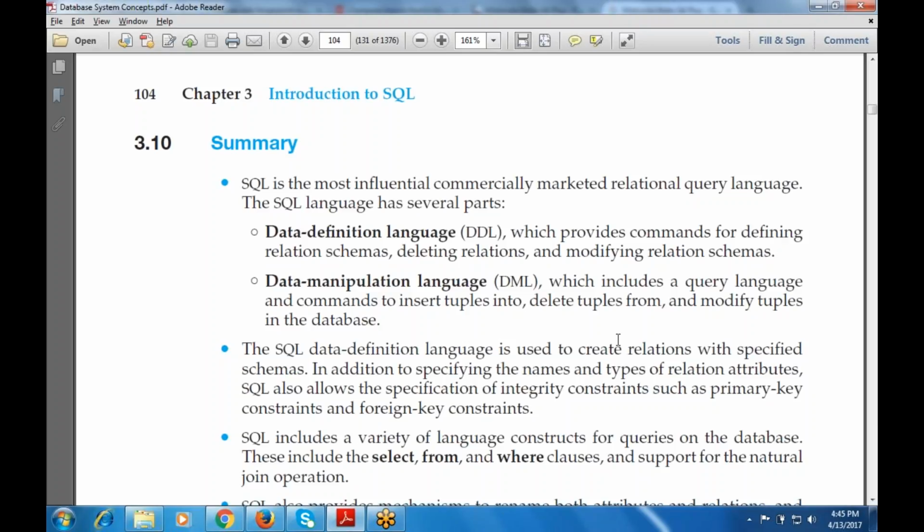The data definition language is used to create relations with specified schemas, in addition to specifying the names and types of the relations' attributes. SQL also defines the specification of integrity constraints, such as primary key constraints and foreign key constraints. SQL also includes a variety of language constructs for queries on the database.